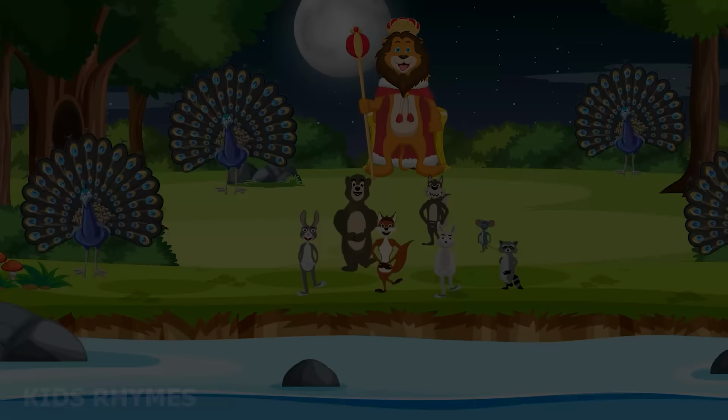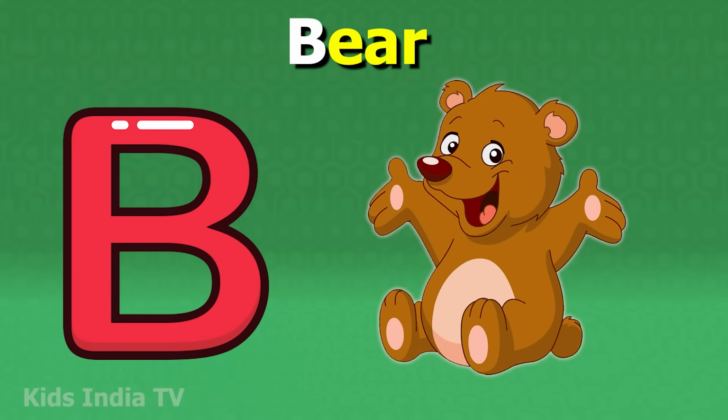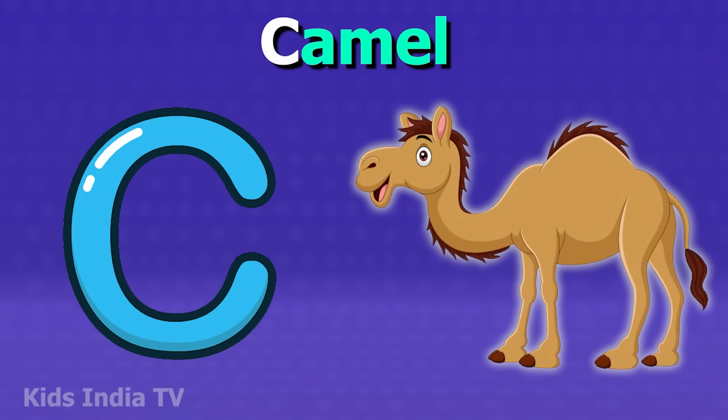Animals' names according to alphabet. A for ape, B for bear, C for camel, D for donkey, E for elephant, F for fox, G for giraffe, H for horse, I for ibex, J for jackal, K for kangaroo, L for lion.